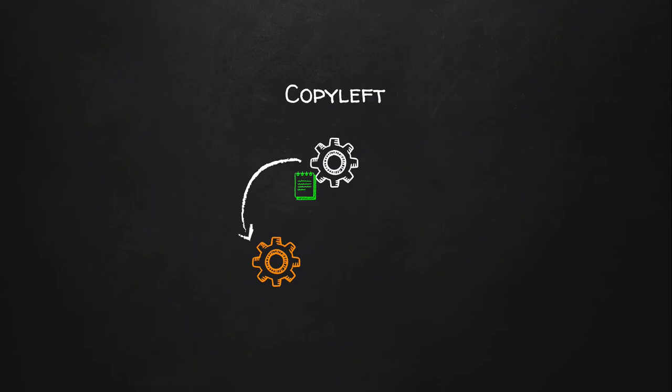So copyleft licenses work this way. You have your software. It's open source. You apply a copyleft open source license to it. Someone creates a derivative of your work. Copyleft licenses state that if someone creates a derivative of your work, they must apply the same exact license. And basically, it says they must keep their version open source.